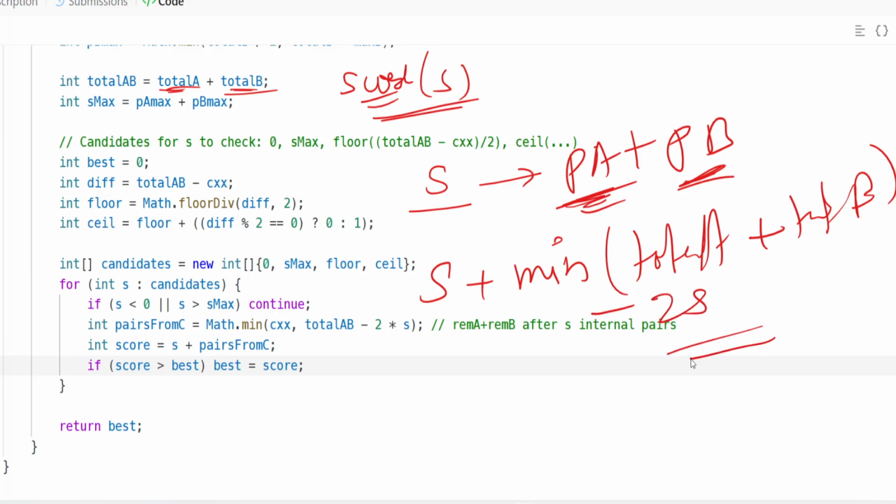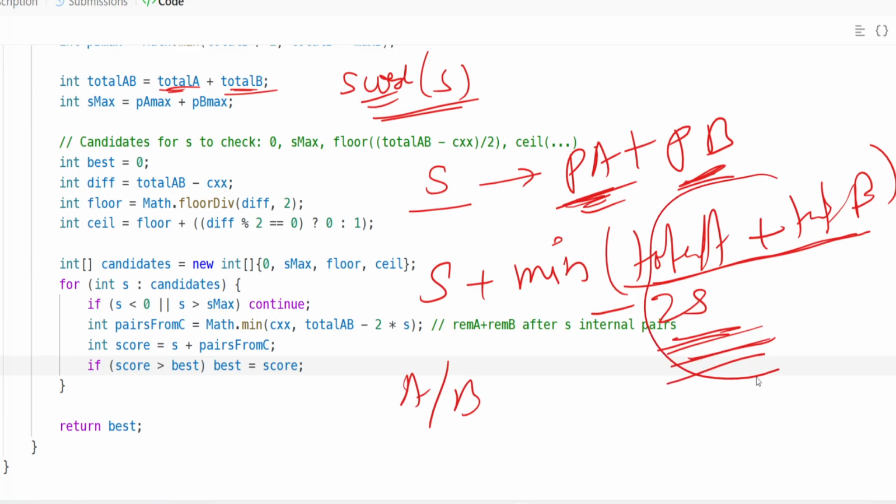This is what we need to do, because 2S is what? 2S is the cards I spent from A or B, right? And what is the leftover? So we'll say total A plus total B, and we'll do minus 2S. So this part is nothing but the leftover. Okay, so each leftover we can try to pair with the C cards.